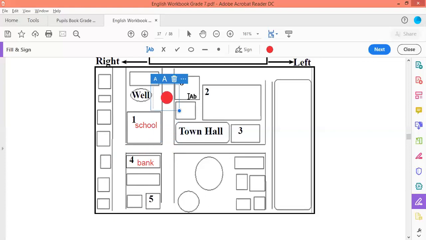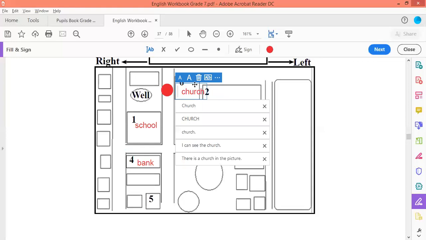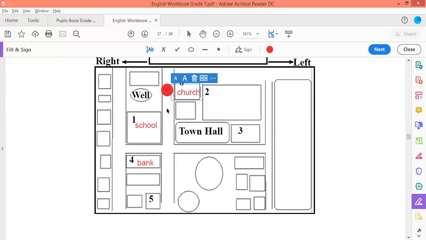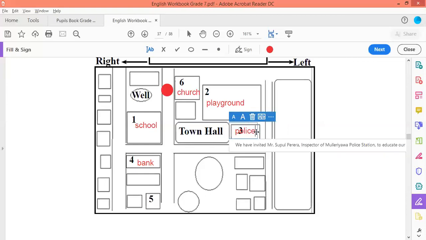What can he see here at number six? It was the police station. Church. It was the church. I said when you pass this place, you find the church. Right? And then I said next to the church, this side. It's like beside, next to. Next to the church, number two is the playground. Big playground. Playground is a big area here in this town. Then in front of the playground and next to the town hall, what did I say? Police station. Yes.